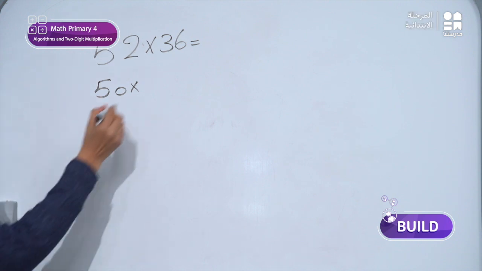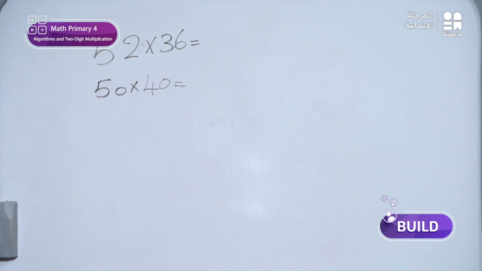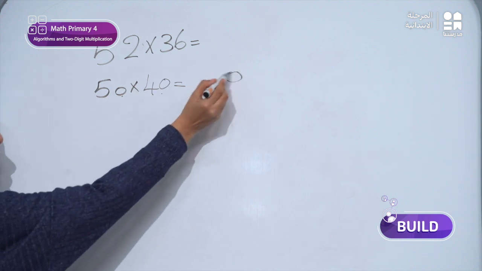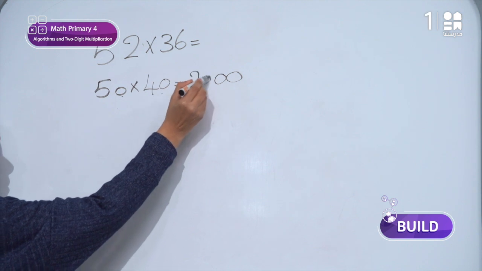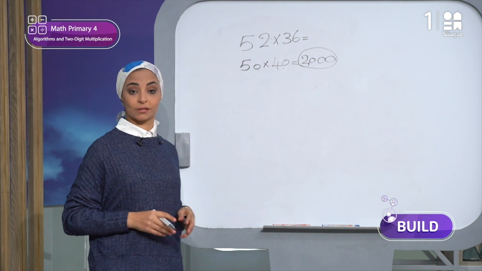So I will do 50 times 40. 50 times 40 equals what? Yes, of course, I'll put the 2 zeros. 5 times 4 equals 20. So the estimated answer is 2,000.